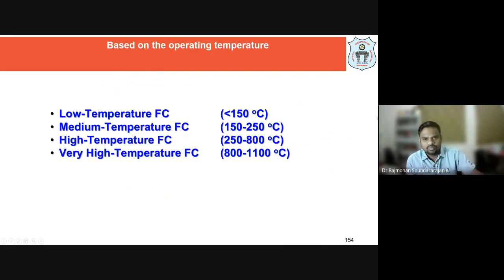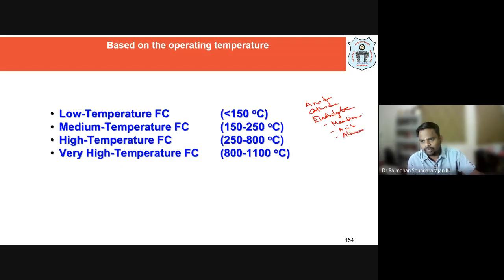As I told you, based on the operating temperature of the fuel cell, we can classify them as low temperature fuel cells, medium temperature fuel cells, high temperature fuel cells, and very high temperature fuel cells. Remember, we have a system, right? We have anode, we have cathode, we have electrolyte, right? And in the electrolyte, we are going to have membrane electrolyte, or acid electrolyte, or alkaline electrolyte.